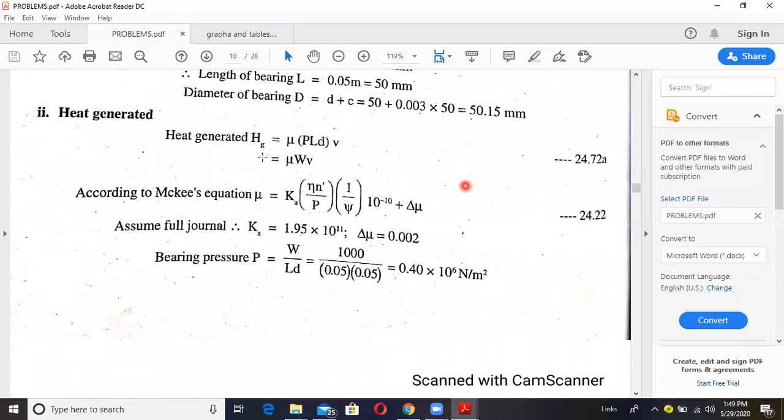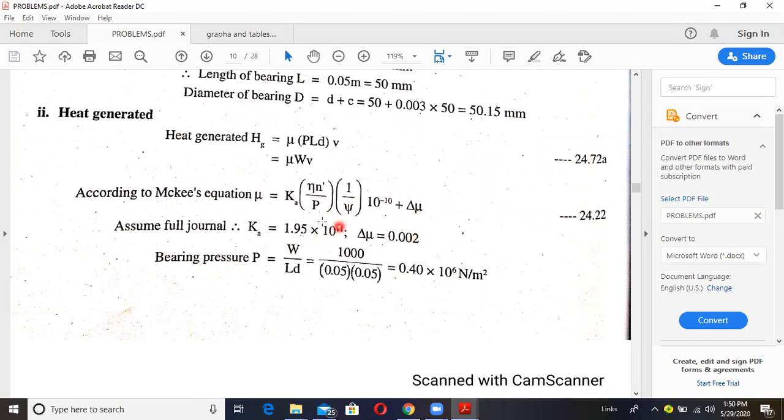We know the formula. Hg is equal to mu into P into L into D into V, or we can take PLD as W, so that is mu into W into V. But here we know W, we can calculate V, but again mu is unknown. So according to McKay's equation, we are going to calculate mu. Mu is equal to Ka eta n dash by P into 1 by Z, 10 to the power of minus 10, plus delta mu. Ka is a constant, that is 1.5 into 10 to the power of 11. Delta mu is a constant, equal to 0.002.